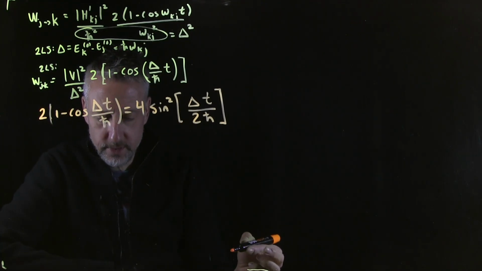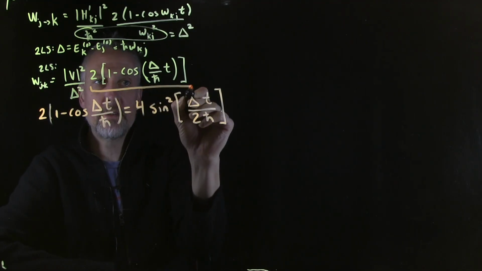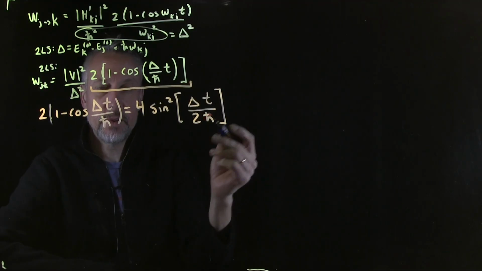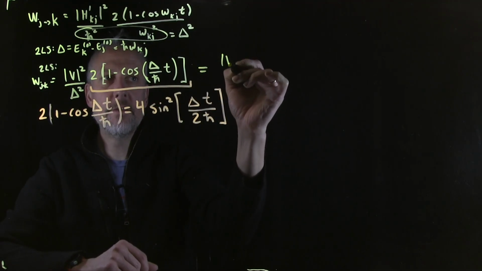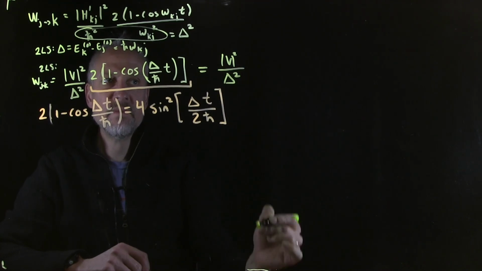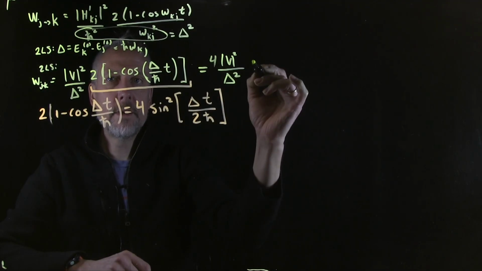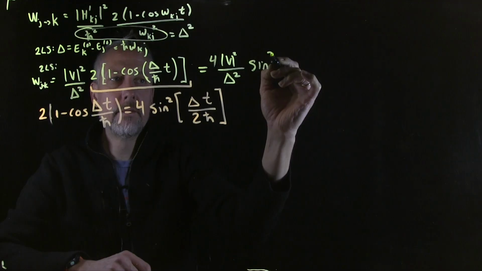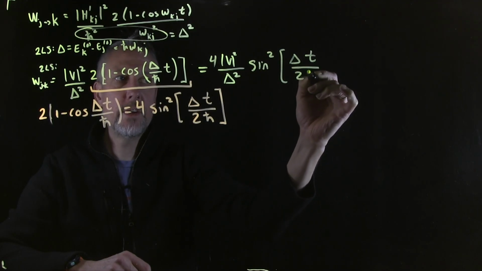Okay, so what can we do with this information is that we can just take the whole 2, 1 minus cosine stuff and replace it with this because they're equal to each other. So that gives us v squared divided by delta squared, okay, times 4 times sine squared delta t over 2 h bar.